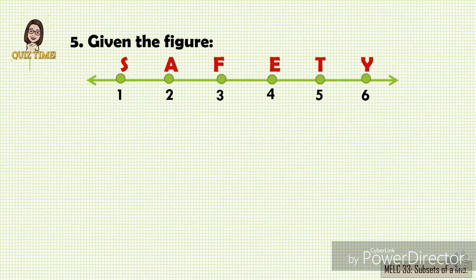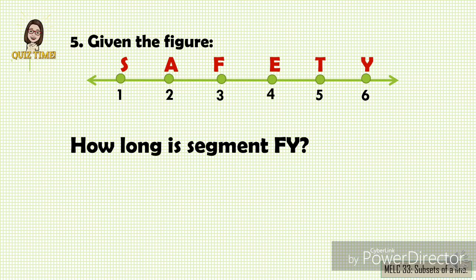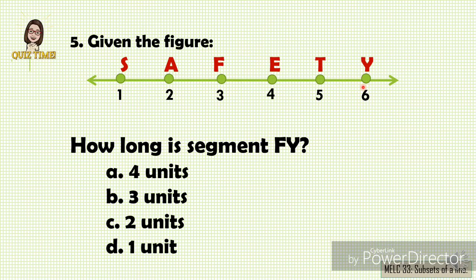For the 5th question, using the same figure, how long is segment FY? Ito naman siya. So, is it A, 4 units, B, 3 units, C, 2 units, or D, 1 unit? FY. And the correct answer is 3 units. That's 1, 2, 3. You get it?